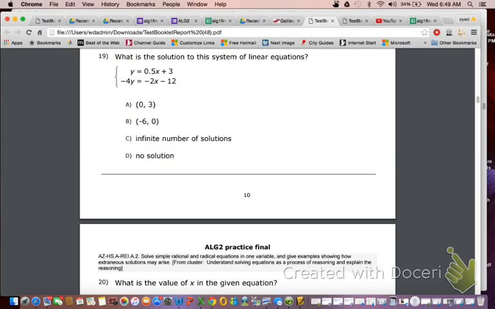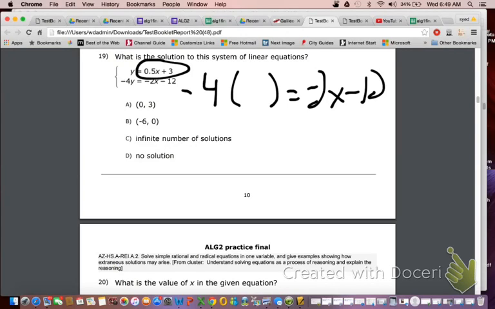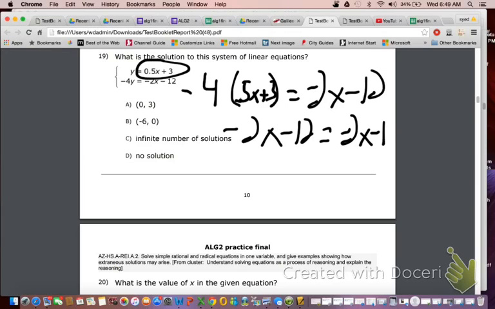Okay? This one right here, I would use substitution. Actually, yeah, let's do that. Fine. Negative 4. So what goes in here? This does 0.5x plus 3. So when you distribute, you end up getting this. Whenever you get an equation like that, it's an infinite number of solutions, because x could be anything basically, right? X could be 1 and it would be true. X could be 3, it would make it true. So there's an infinite number of solutions.